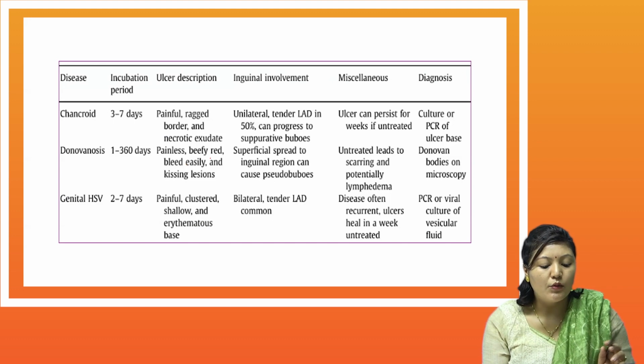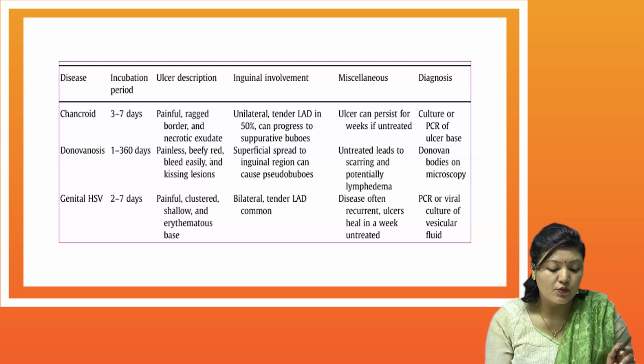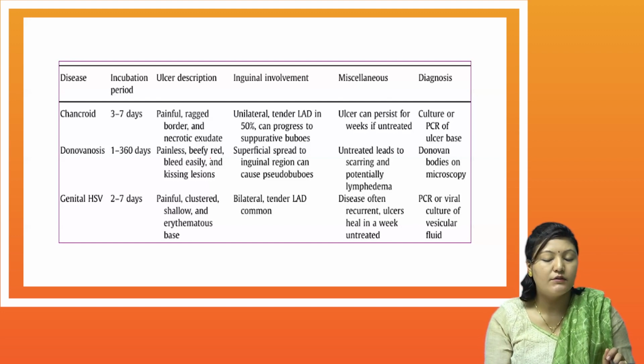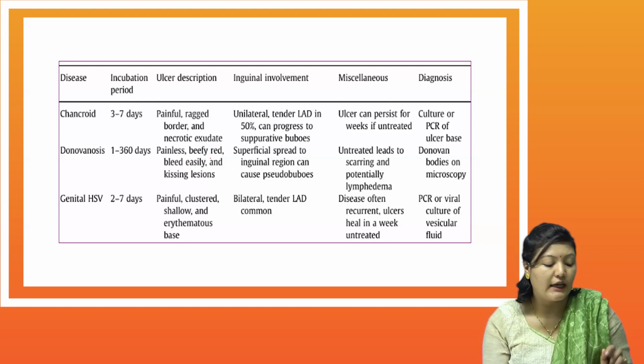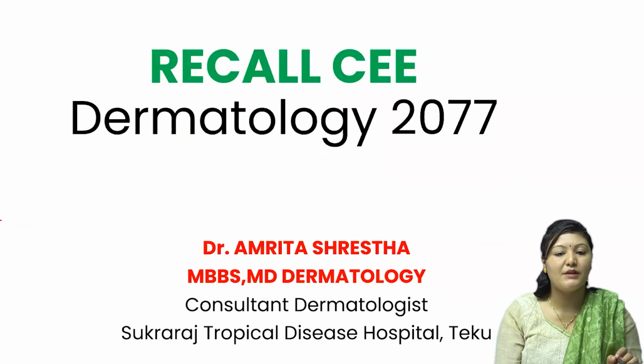And how we diagnose is, in the case of chancroid, culture or PCR of the ulcer base can be done. And in donovanosis, we can see Donovan bodies on microscopy. And in genital herpes simplex virus, PCR or viral culture of the vesicular fluid can confirm the diagnosis. With this, we finish all the 7 questions of dermatology. Thank you.